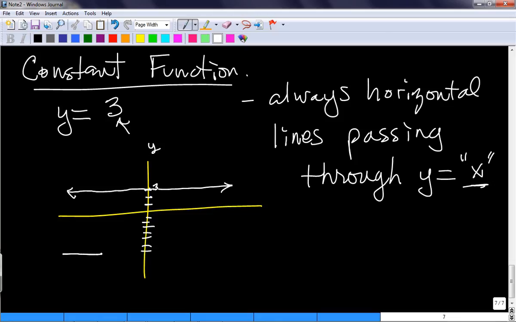Okay, so what's this one right here? What's the equation for this constant function? Y equals 1, 2, 3, 4, 5, 6, -7. See, this is -7 right there. So that's y equals -7. Easy?